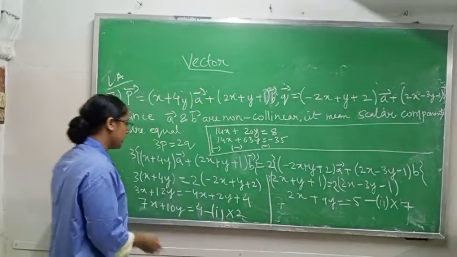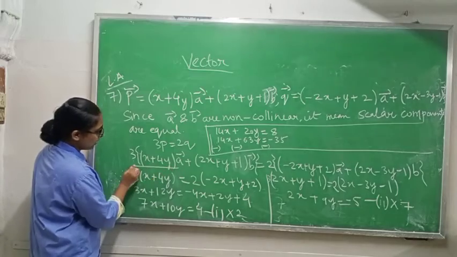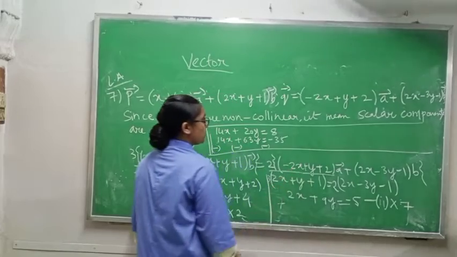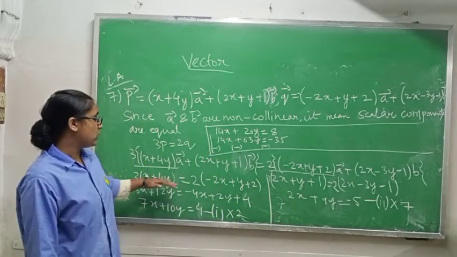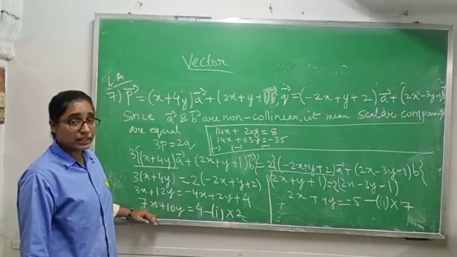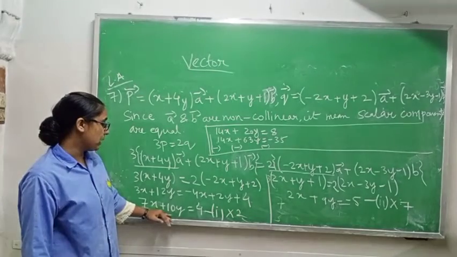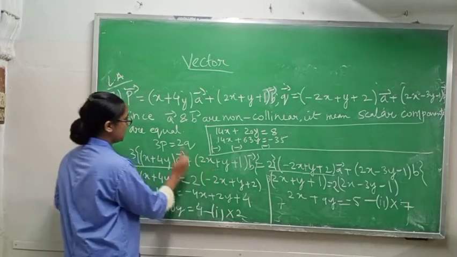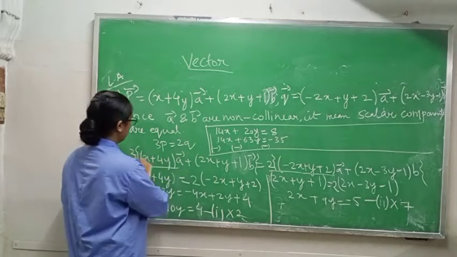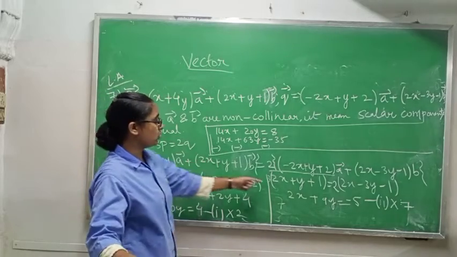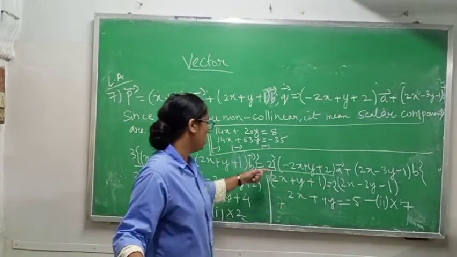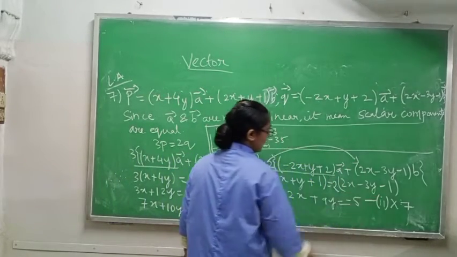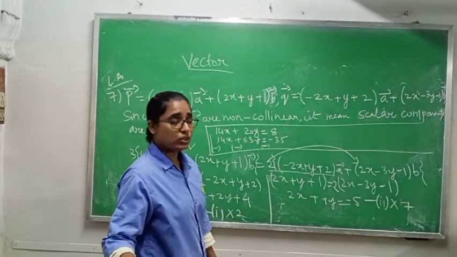The scalar components are equal. It means this 3x plus 4y will equal 2 times minus 2x plus y plus 2. That is why I am equalizing this, and from here I am finding equation 1: 7x plus 10y equals 4. Now same, this 3 will multiply with this also, because this 3 is for both this and this. So 3 times 2x plus y plus 1 equals, this 2 will again multiply with 2x minus 3y minus 1. Again we will get equation 2.